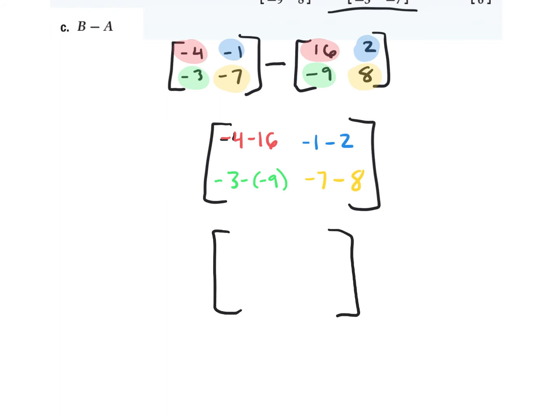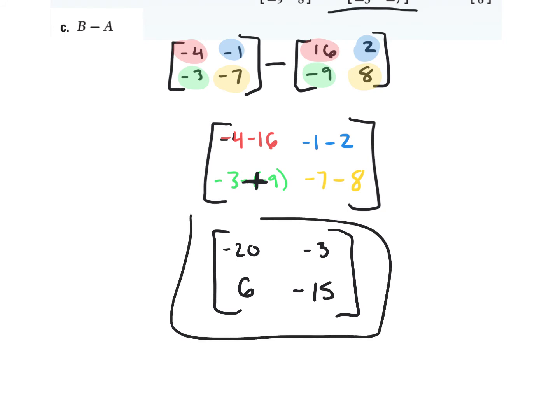So negative 4 minus 16 would be negative 20. Negative 1 minus 2 would be negative 3. This becomes a plus here. Remember, if you have minus and negative, make it a plus sign. So negative 3 plus 9 would be 6, positive 6, because the 9 is bigger and 9 is positive. And then negative 7 minus 8, they're both negative, so you add the numbers together. So this would be negative 15. This is our answer.